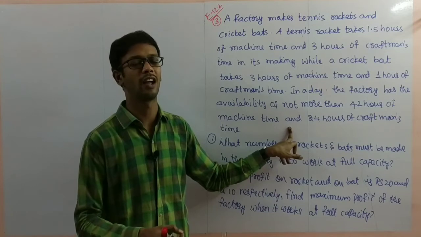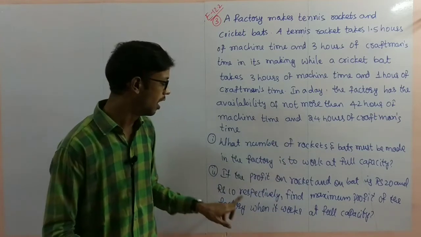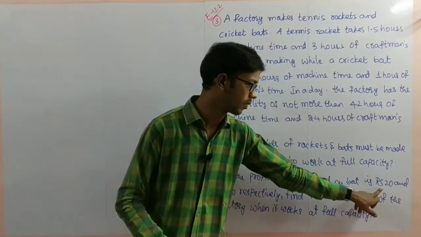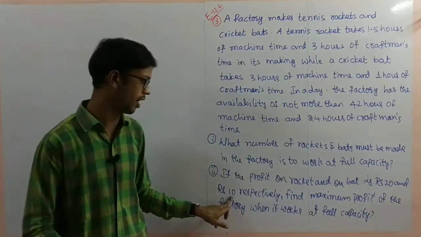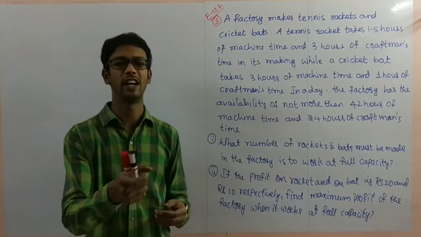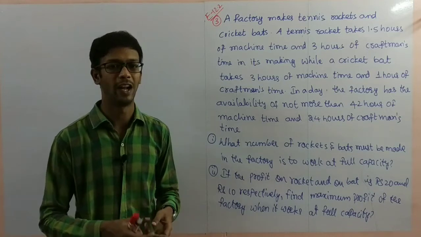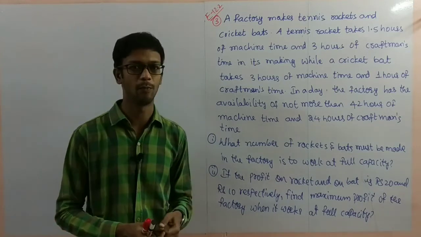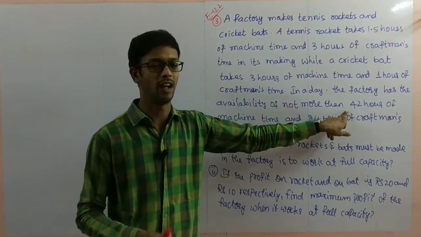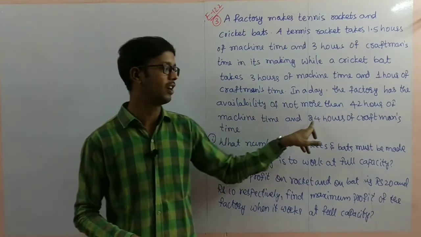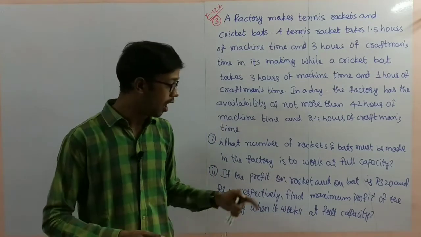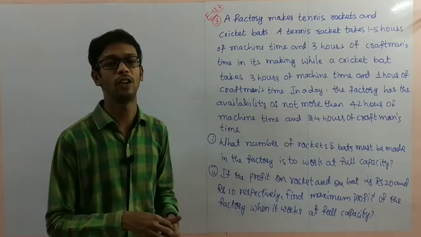How many rackets and bats can they make? And next, if the profit on a racket is 20 rupees and on a bat is 10 rupees, find the maximum profit. So you have to find how much maximum profit you will get when the full capacity of work is done, that means 42 machine hours and 24 craftsman hours are available.